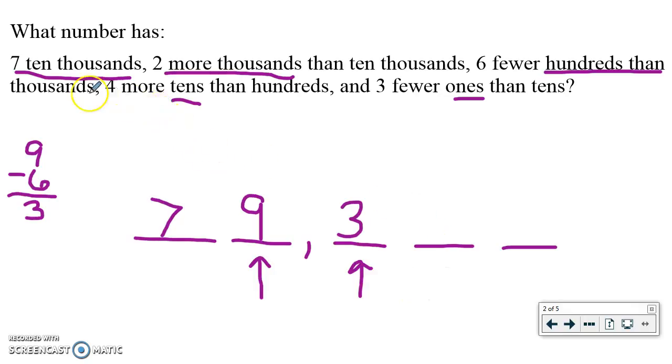Then we have the next problem here. It says 4 more tens, so we're in the tens place now. 4 more tens than hundreds. So our hundreds place is right here, it's the 3, and I have to go 4 more. So 4 more than 3 is 7. And finally, 3 fewer ones than tens. So again, we're looking at the ones now, and we're comparing it to the tens place. So we're taking 3 smaller than this number. 7 minus 3 would be 4.